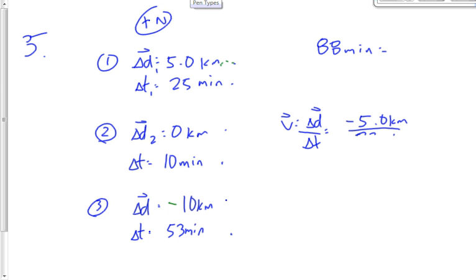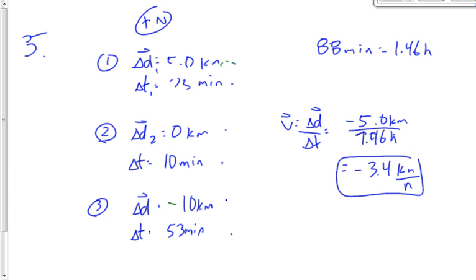88 minutes is what? 88 divided by 60 is, yeah, 1.46 hours. And what's 5 divided by 1.46? About 3.5-ish. 3.4? 3.42, thank you. We're actually going to round that to two digits. So if we go back to our original data, it's 2 digits, right? Negative 3.4 kilometers per hour. Negative because it's south, right?